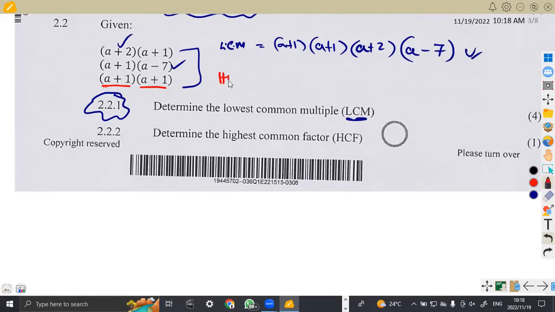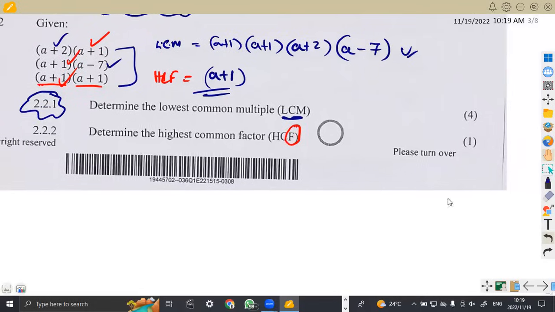Then the HCF for this one was going to be what? HCF, I told you, is the highest common factor. It has to be common throughout. A plus 1, a plus 1, a plus 1. So that is the highest common factor. It must be common throughout. So it was a plus 1 as the highest common factor. So you can see, guys, it was just like that. We've got 5 marks for everything. Okay, so that was it on question 2.2.